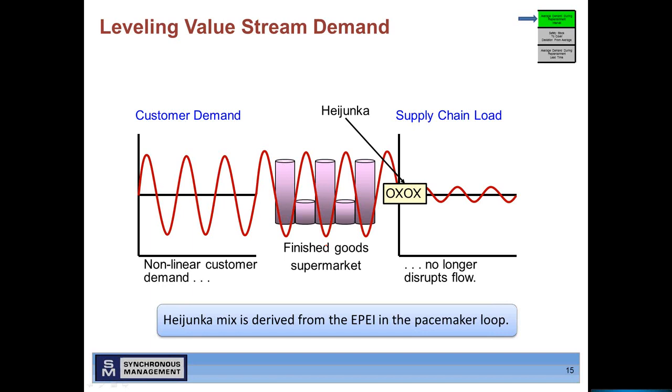Now, how level and how granular you can make the mix is derived from the EPEI in your pacemaker loop, in your final assembly and finishing processes. And you want those batches to be as small as possible because it puts a smooth demand on your supply chain, and it means you're using a little bit of all your raw materials every day, or more frequently anyway. And that puts a nice smooth demand all the way back to your supply chain. So EPEI is important because it quantifies the impact of changeovers and cycle times and downtime on your inventory, okay? But it's also important because it helps you to get the smoothest possible demand on your value streams and on your supply chain, okay?